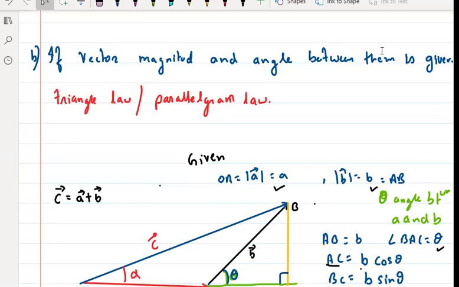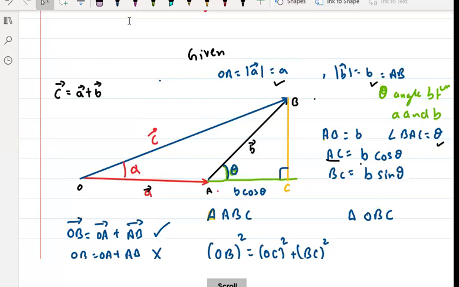So tell me, if instead of having components, I'm having magnitude and angle, what can we do? So first let us represent it. Let us represent it like this. I'm having a vector like this. This is your A vector. This is the A vector, and this is the B vector. So these two vectors.